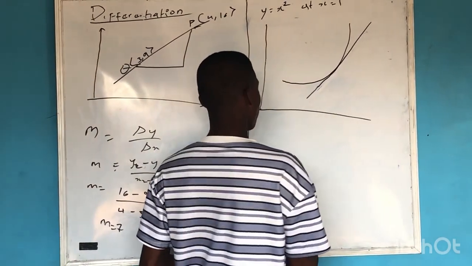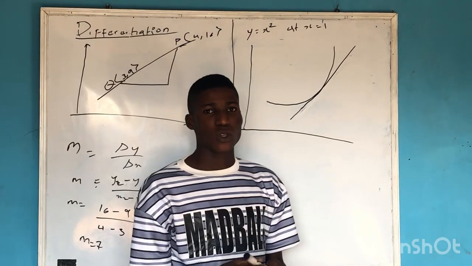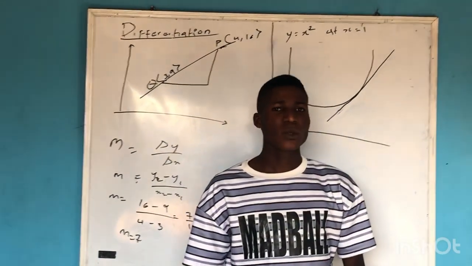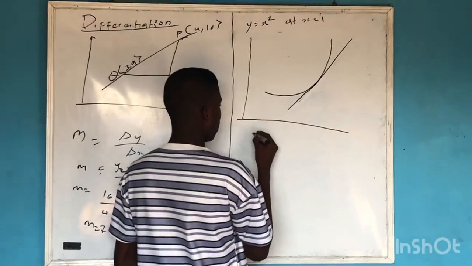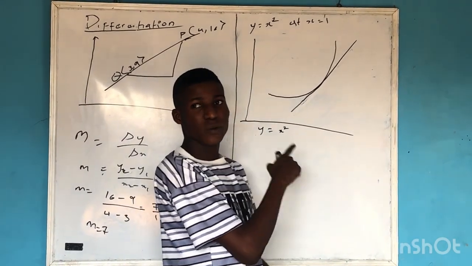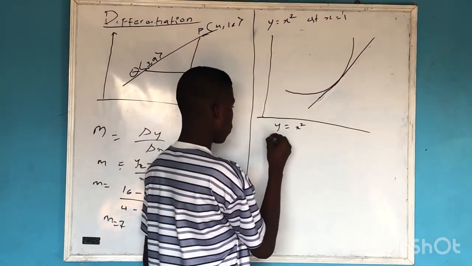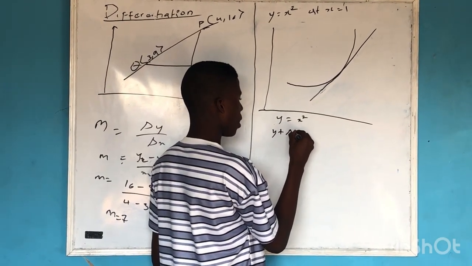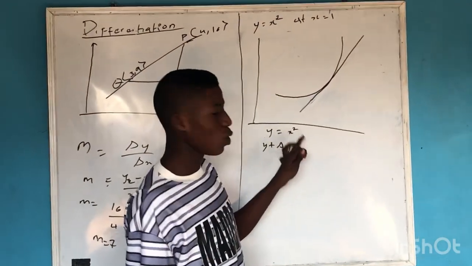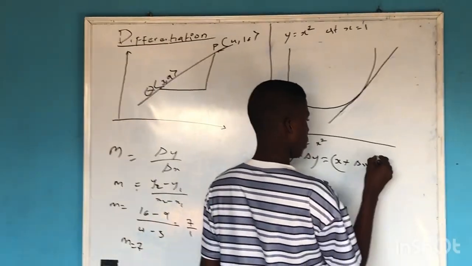I can't apply this formula because it is a curve, not a straight line. So what I'm going to apply is the first principle. For this curve, I have y is equal to x squared. For me to differentiate this, I will apply the first principle formula. Let me replace our y with y plus increase in y, and that means that my x will also be x plus increment in x, all squared.